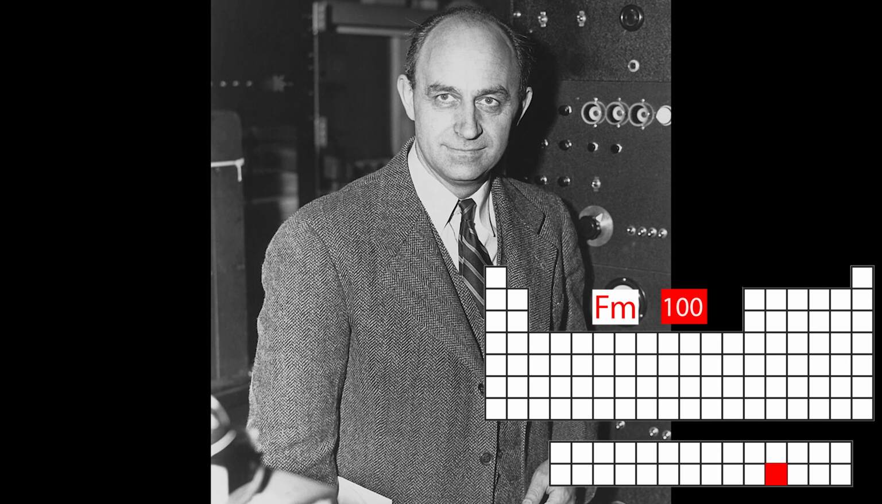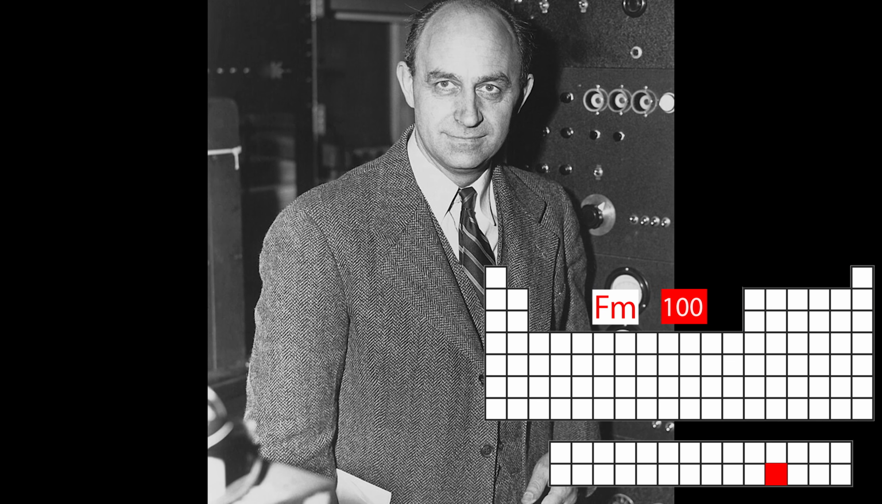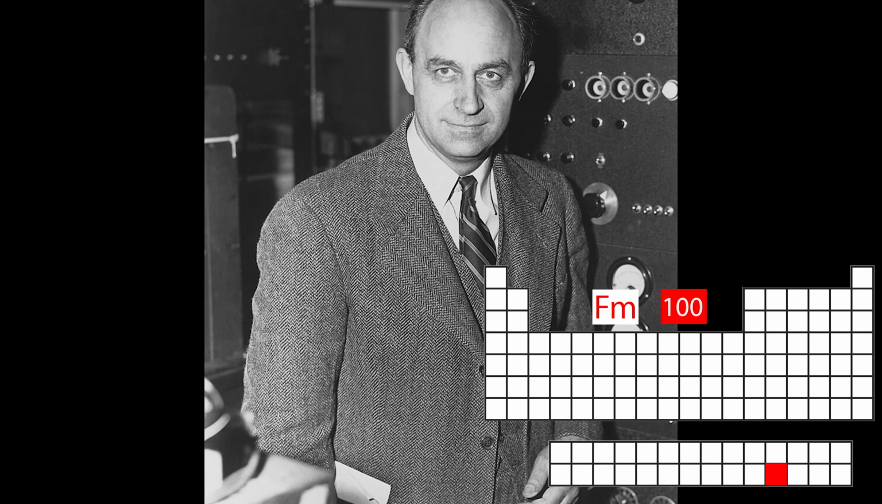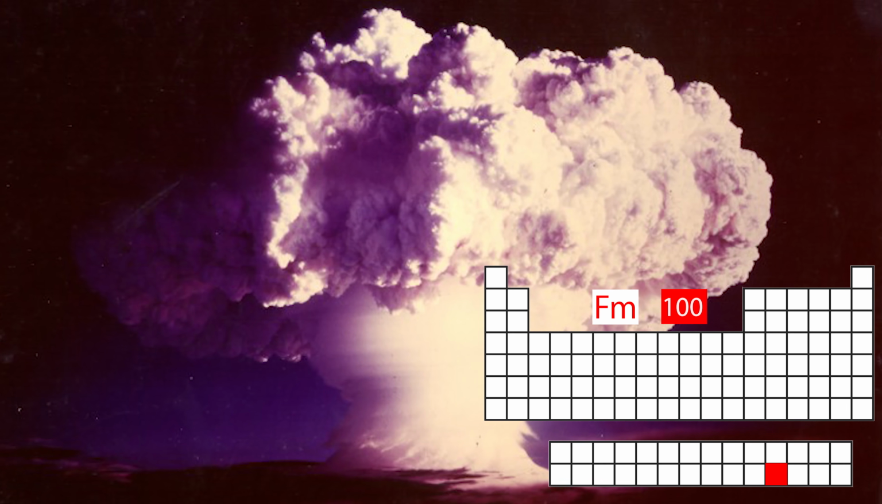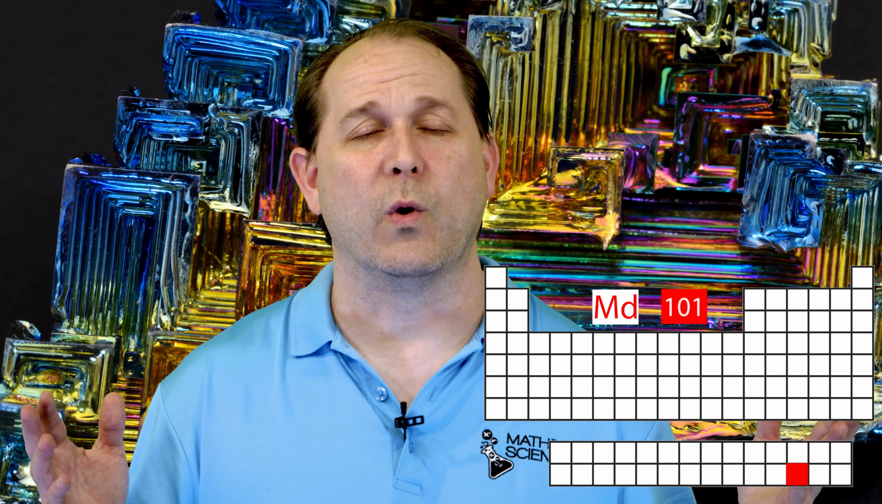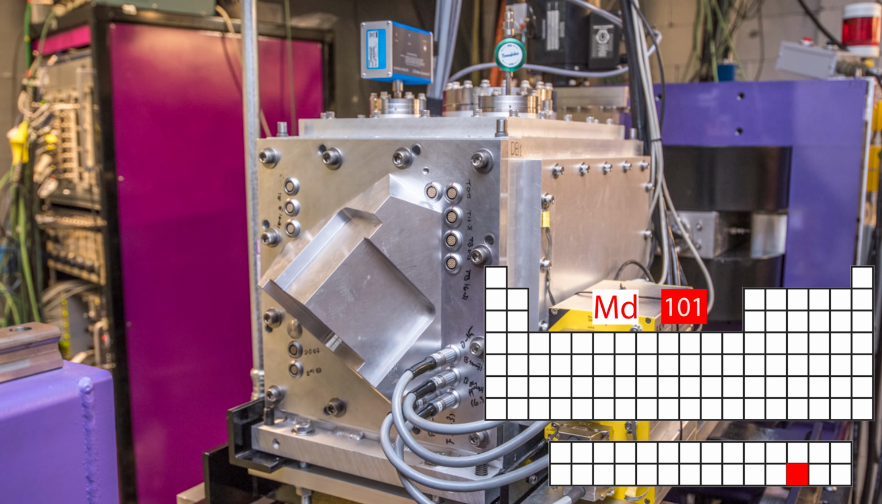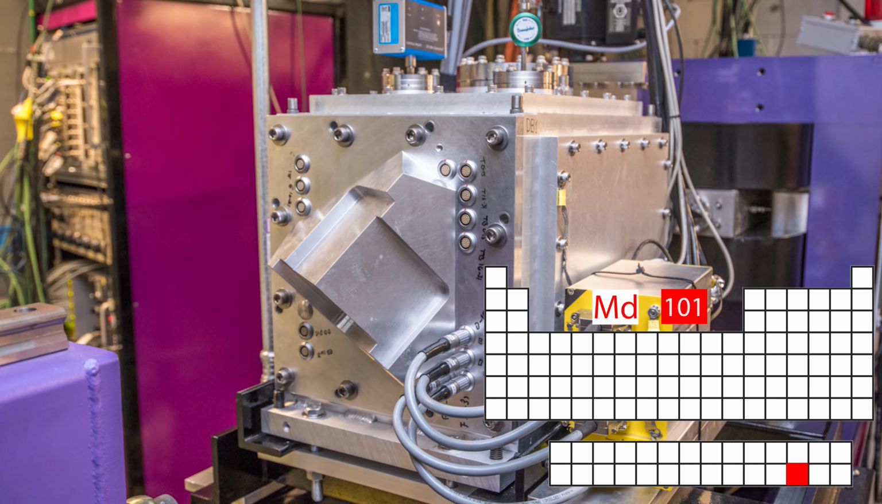Finally, making progress, element 100 is called fermium. It's named after Enrico Fermi, a famous scientist that was involved heavily in quantum mechanics. It was also discovered in the debris from the first hydrogen bomb explosion. Element number 101 is called mendelevium, the first element that was synthesized 1 atom at a time.